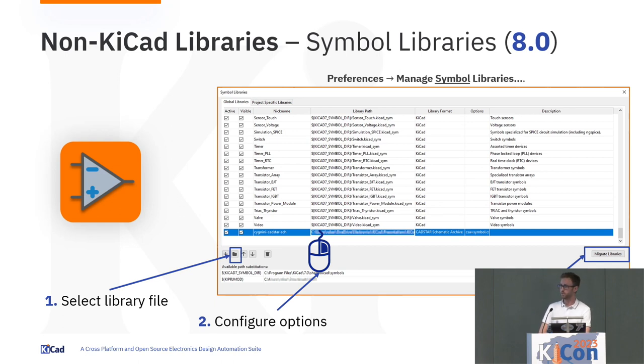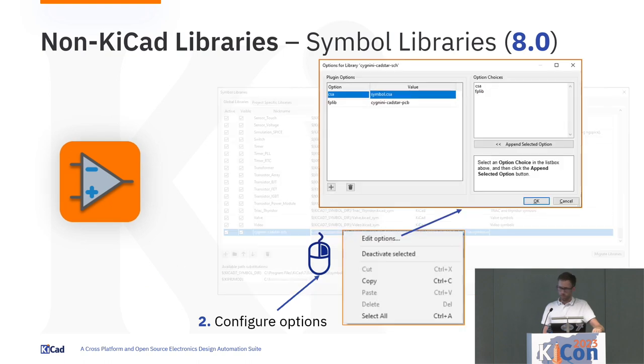So we have the symbol library table. Again, Preferences, Symbol Libraries. And again, this is for version 8. We don't do this in version 7. But again, you just select your library file and add it to your library table. The only subtlety is that you can configure some options as well for symbol libraries. And I guess this is more specific for the CADstar libraries that I explained, since we have these two files that we need to link up.